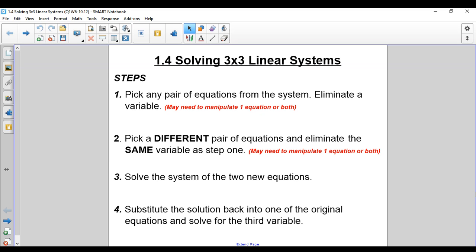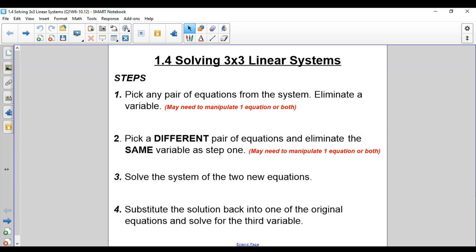The first thing you need to do is pick any pair of equations. We're going to be given three equations, three variables, hence the 3x3. We're going to pick any pair of equations from the system, eliminate any variable you want. Typically, there's going to be one that looks pretty easy to cancel out. You may need to manipulate one equation or both in order to get some variables to cancel.